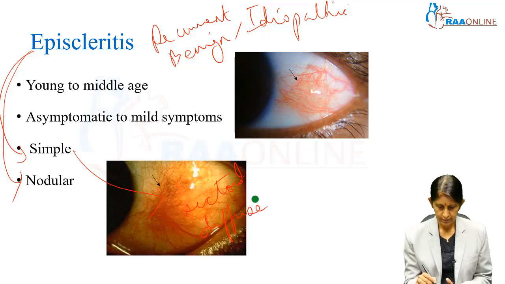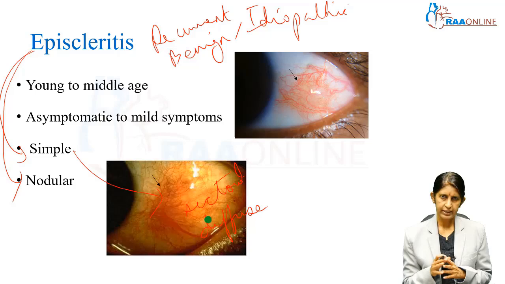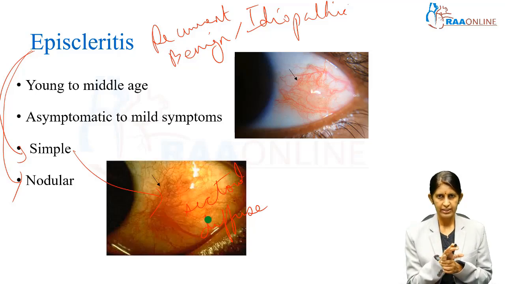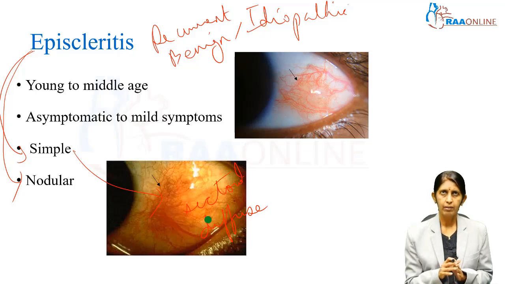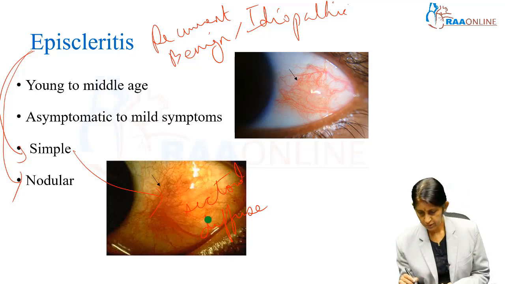So what do these words mean? Sectoral, as the name indicates, is occupying one sector. So congestion is seen in one sector, as against diffuse where the entire conjunctiva is affected. This kind of episcleritis called simple is a little more common, and nodular type is what you're seeing in this picture. You can see that nodule.